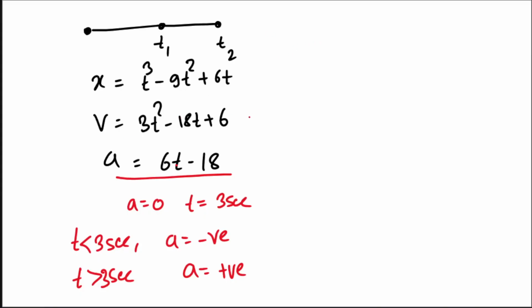So initial velocity भी आप निकाल लो. V at t equal to 0 will be how much? यहाँ पे t का value 0 कर दो. You will be left with 6. So basically body started with 6 meter per second.